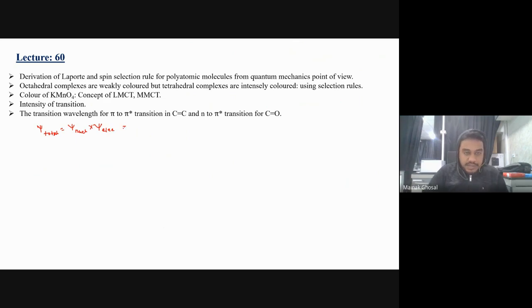So if you go through the transition moment integral, you can see what will be there: psi total, psi electronic final state, psi nuclear final state, because I can write total psi as psi electronic and psi nuclear. Just like mu, I can write mu electronic plus mu nuclear, but they are additive. And here mu electronic, psi electronic initial, psi nuclear initial.